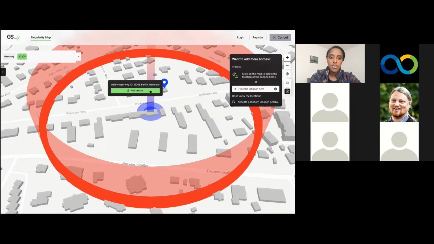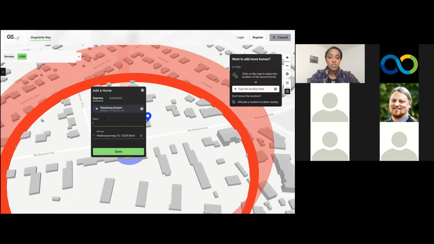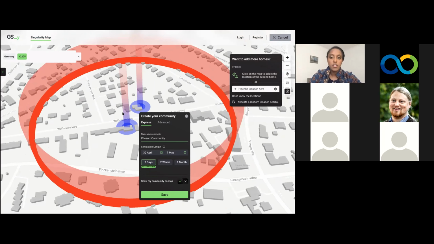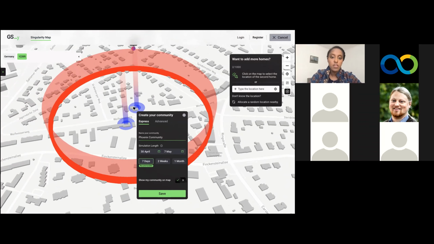And in the next building, I can add another home. Let's say it's a flat sharing student home. So I can write here student dorm and then save. You can see we have two nodes, two homes that can communicate. Once that happens, you can create your own community. So I will write Berlin 5 community, for example.